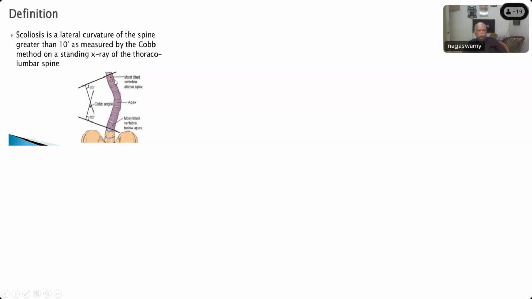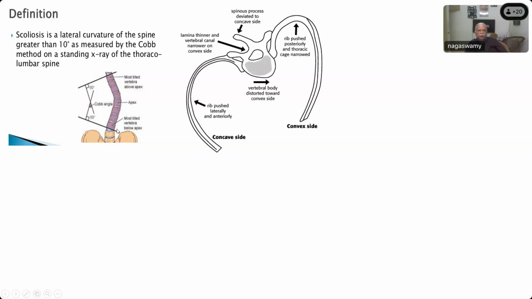You can do it from lateral also, and you draw a line from the upper part of the vertebral body of the most tilted spine, and then go to the lateral one. And this is how the whole curvature happens. One side will be the convex side because of the rib getting tilted. This will be the concave side, and the spinous process usually goes to the concave side, and all the other body is rotated to the opposite convex side.